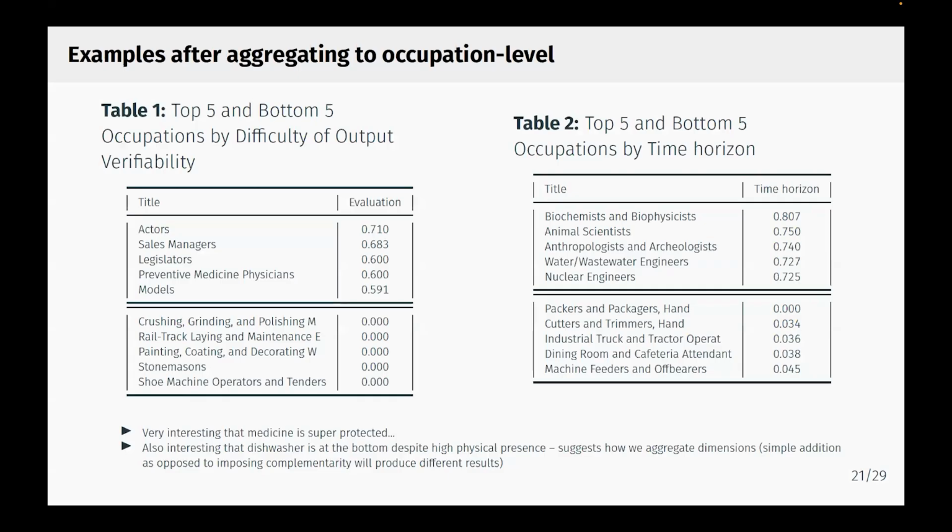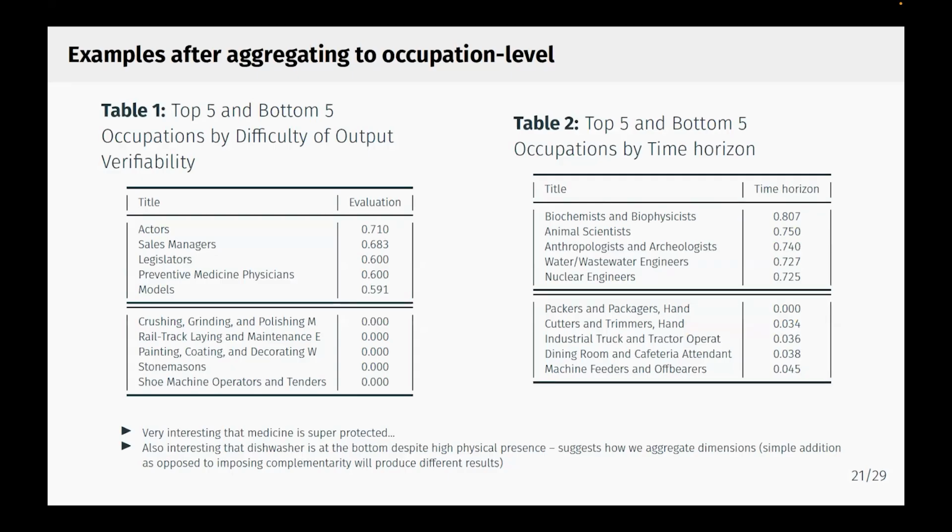Another point of validation. Suppose I aggregated the task level scores to the occupation level. Which occupations show up at the top? Which ones show at the bottom? So for output verifiability, if I were to take the task level scores and average them, and I've normalized these on a scale from 0 to 1, so 1 is the highest, it would be the hardest to verify.